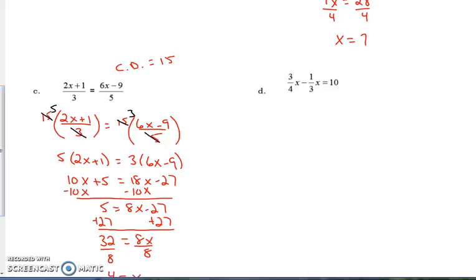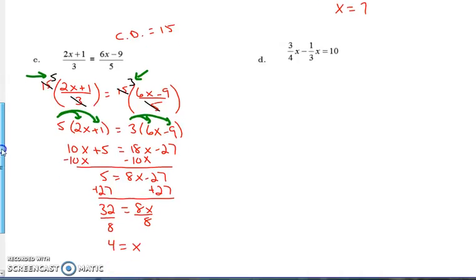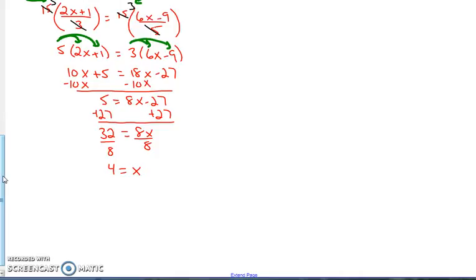Okay, so I found my common denominator for part C was 15, and I multiplied both fractions by the 15. Then I reduced 15 and 3 and got 5, and I reduced on the other side 15 and 5 and got 3. And then remember, since I'm multiplying by many terms in the numerator, I'm going to have to use my distributive property to get 10x plus 5. And on the right-hand side, I'm also going to have to use my distributive property to get 18 minus 27. Then we just have an equation with the variables on both sides, and we solve by getting all the x's on one side, the numbers on the other, and we end up with x is equal to 4.